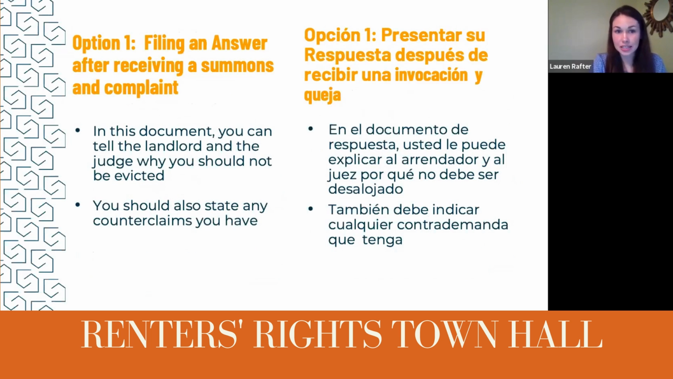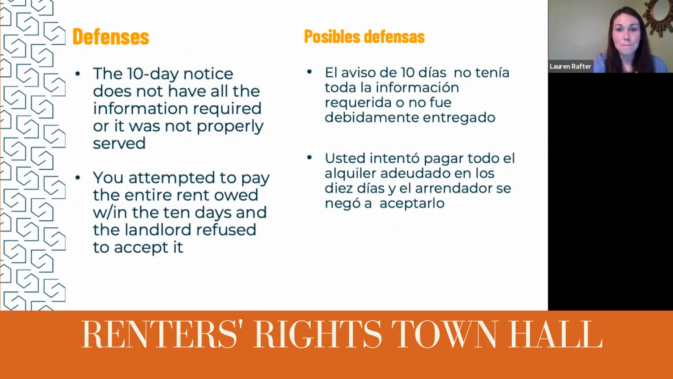So what does an answer look like? The answer is essentially just a document where the tenant can tell the landlord and the judge why they should not be evicted, and they can also assert any counterclaims that they have. So an attorney can help you figure out and explore what kind of defenses you have and what you can put in that answer. But I'll run through a few different examples just so you get familiar with it.